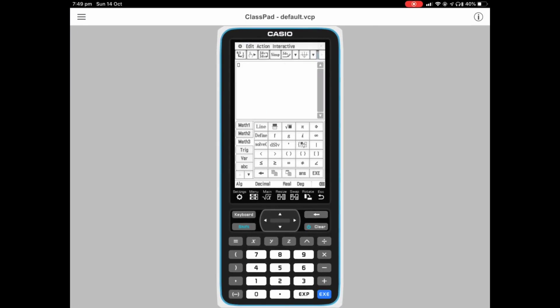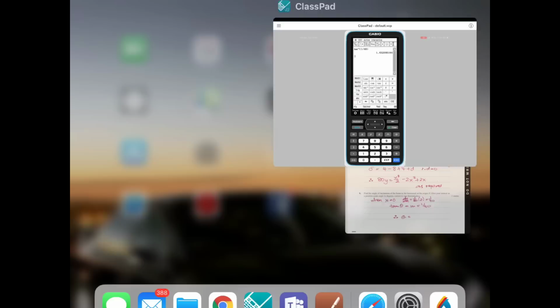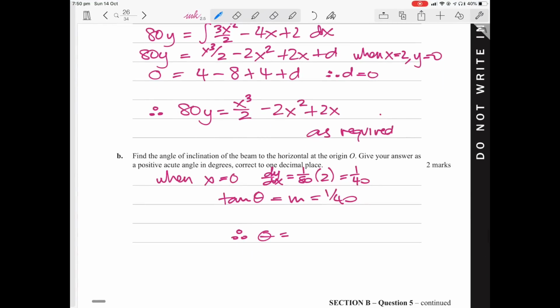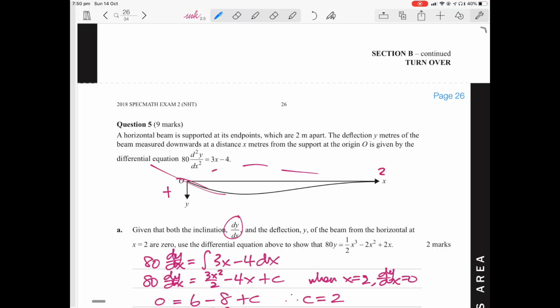Let's clean up a bit. Tan inverse 1 divided by 40 degrees, 1.4 degrees. And that makes sense because it's really small. 1.4 degrees. Because you can see the angle isn't going to be very much at all.